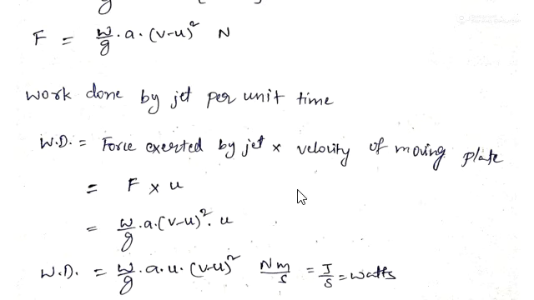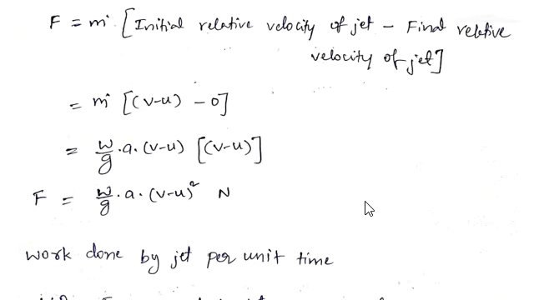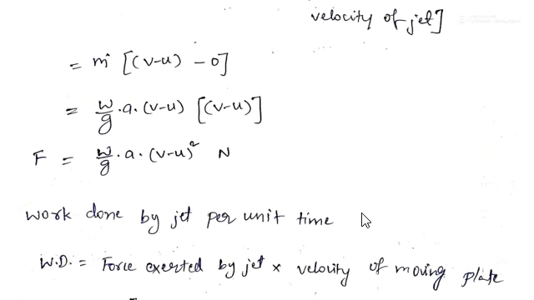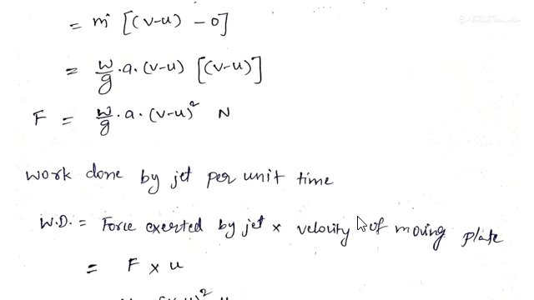So we write F into velocity. F we got here is W by G into A into V minus U whole square, and U is the velocity of the plate. When you rearrange, you get work done is W by G into A into U into V minus U whole square. This work done is in newton meter per second, so newton meter is joule, and joule per second you can write as watts or newton meter per second, any units. So these are the expressions for force and work done in the case of a flat moving plate.